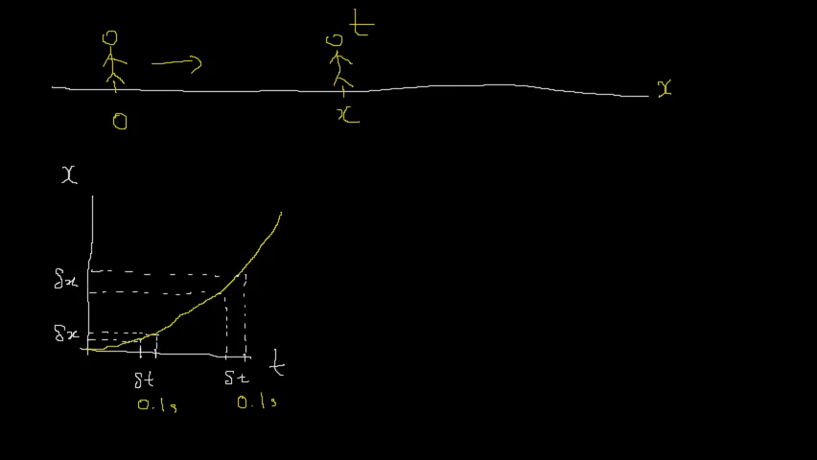And you can see from the graph, because this part of the graph is steeper than this part of the graph, clearly this interval is bigger than this interval. There's a bigger displacement at a later time. And that's expected because he's running faster. So in the same time he would go further. So the slope of the graph actually increases because the speed increases.